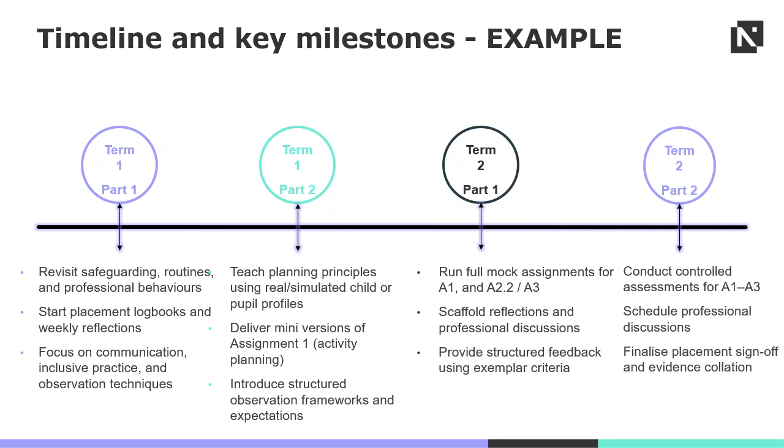Then, in Term 1 Part 2, you can shift to planning principles using real or simulated child or pupil profiles. This is also a good point to run a mini version of Assignment 1 and introduce the structured observation frameworks your students will use later on. Term 2 Part 1 is about building confidence. Use this time to run full mock assignments for Assignment 1, Assignment 2 Part 2 or Assignment 3, depending on the route. Scaffold reflections, build in professional discussions and give structured feedback using the assessment criteria.